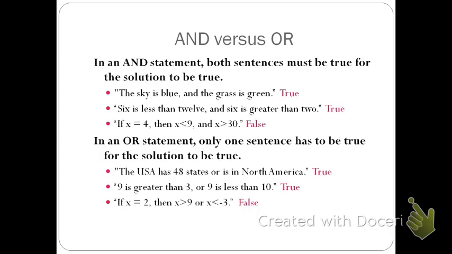In the next example, 9 is greater than 3. Is 9 greater than 3? True. Is 9 less than 10? True. Both statements are true, but only one of them had to be true. That means our whole statement with the or is also still true. And the next example says if x is equal to 2, then if x is greater than 9, well, is 2 greater than 9? No, that's false. Is x less than negative 3? That's also false. Because both statements are false, the statement altogether would be false.